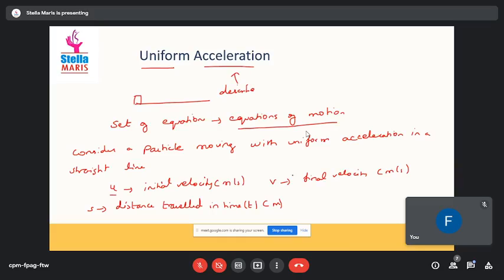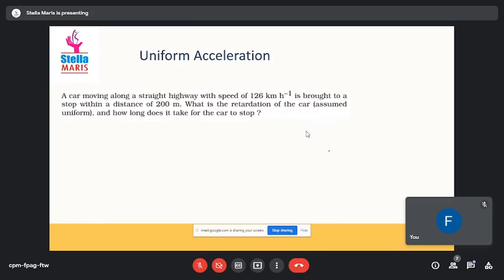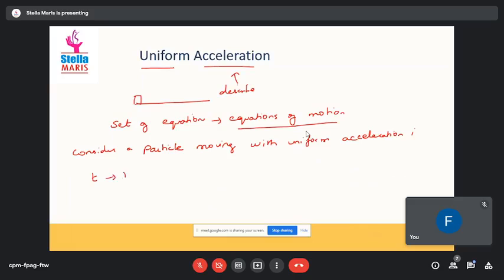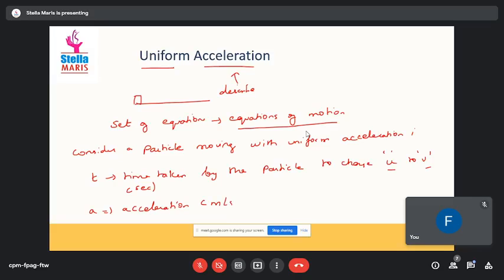So we have u, we have v, and s is distance. The next quantity we are going to see is time. That is the time taken by the particle or the object moving with uniform acceleration to change the velocity from u to v, from initial velocity to final velocity. That is measured in seconds. And last but not least, the acceleration of the particle or the body, which is, as you know, meters per second squared.